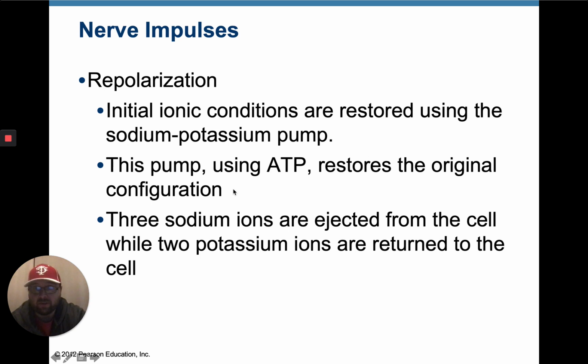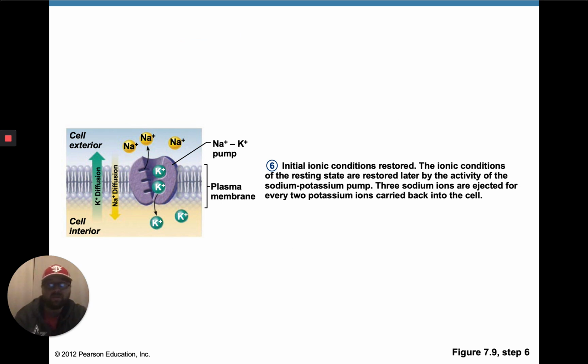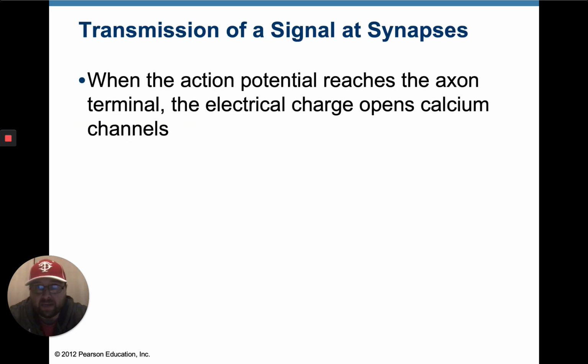So this requires energy. That's the second bullet point. This pump using ATP restores the original configuration, as we learned about before, 3 sodium ions and 2 potassium ions at a time. So again, this requires ATP, it requires energy. And this is how we generate an electrical impulse. And this is just a quick diagram of our sodium-potassium pump. And that removes all the sodiums that rushed into our cell, and it brings the potassiums back into our nerve cell. So that's what we see happening here in our sodium-potassium pump.